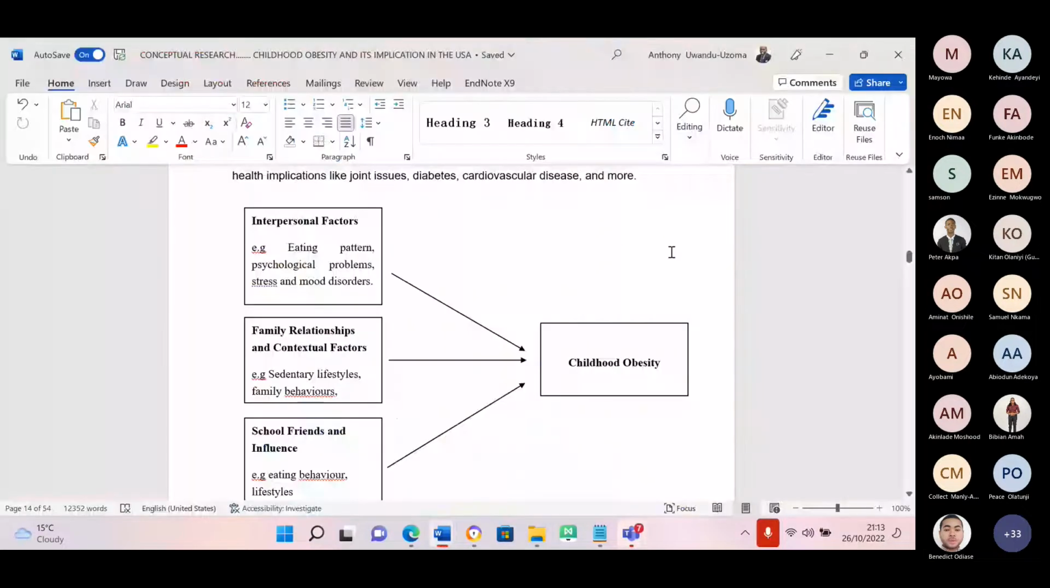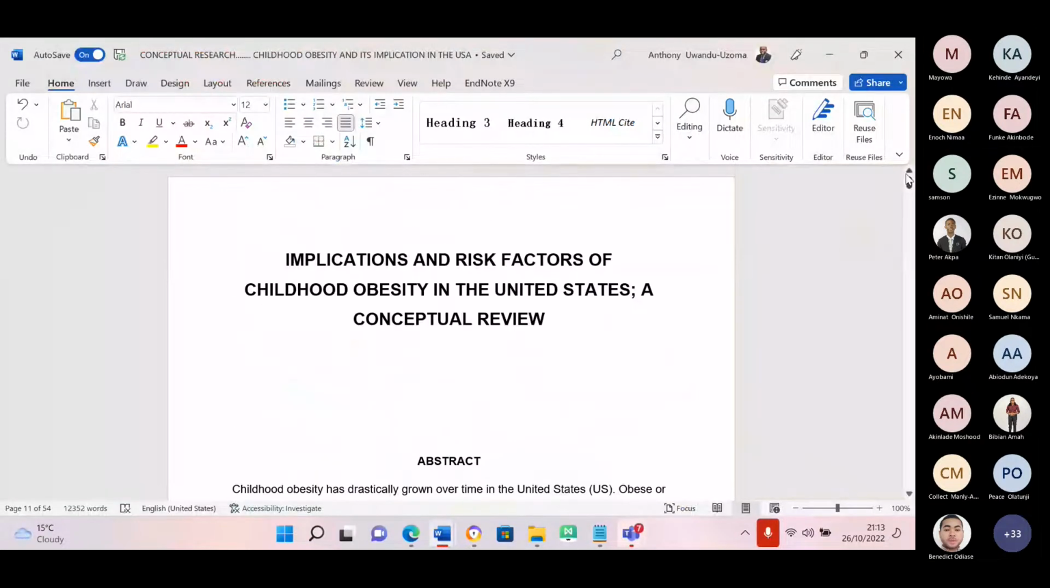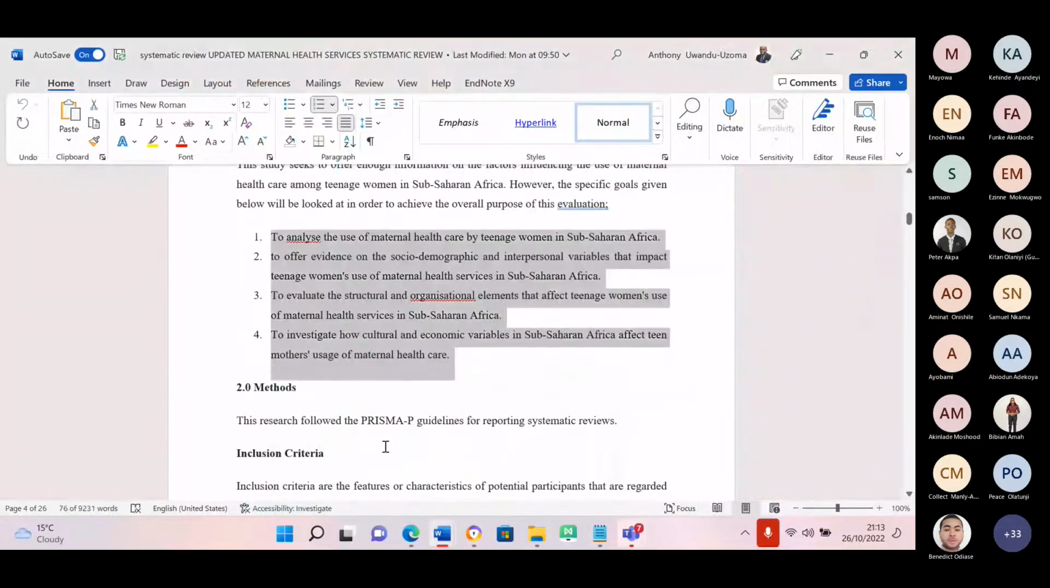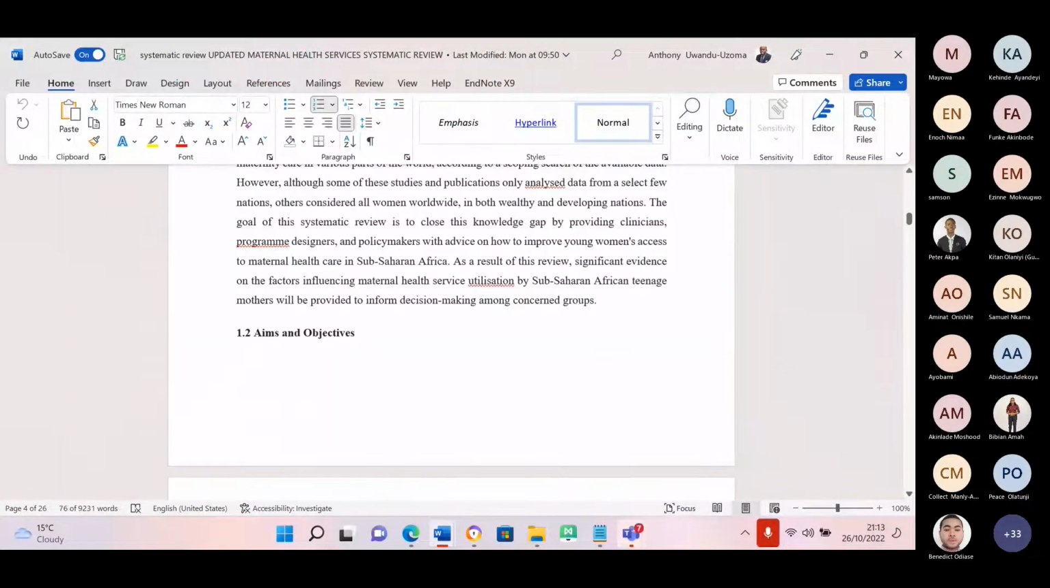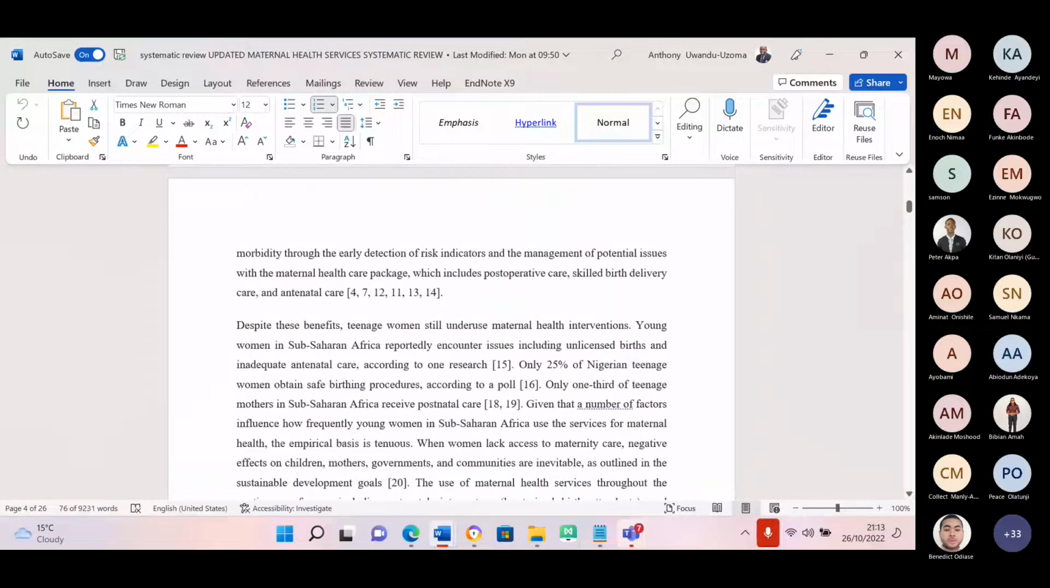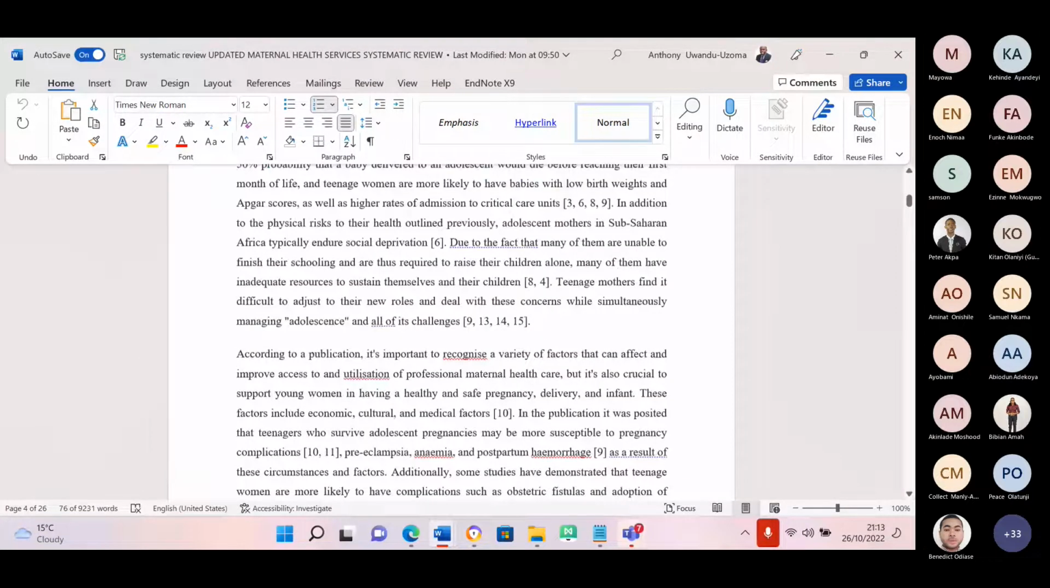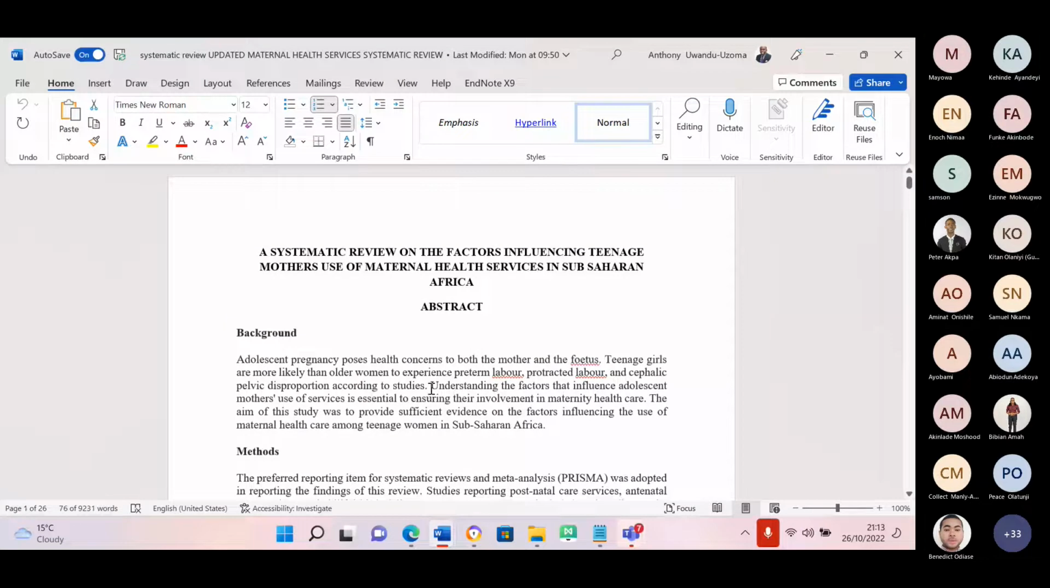So now let me show you what a conceptual review looks like. Please remember, you don't copy code. So this is a systematic review: factors influencing XYZ, use of services in a location. Now you can also change it to a conceptual review. Now look at this.